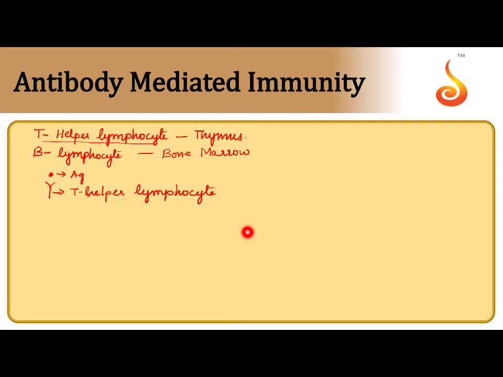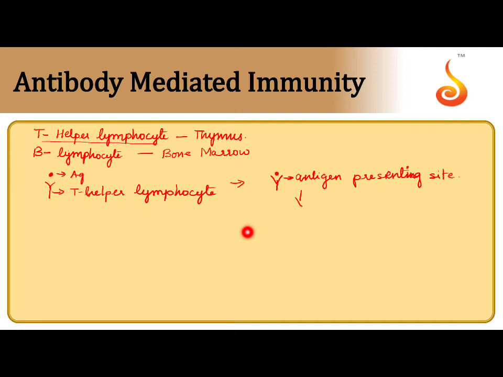When the T helper lymphocyte gets activated, it binds with the antigen. This is called the antigen presenting site. Okay, so what is this? This is a T lymphocyte, and in the T lymphocyte you have the antigen presenting site. Now this antigen presenting site is being carried to the B lymphocyte.